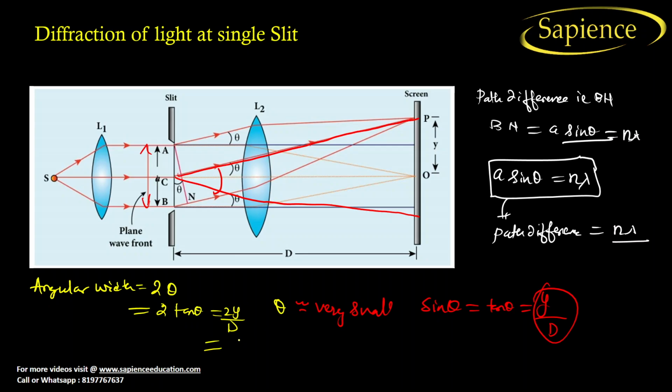And y by D, what we have considered as lambda by a. So 2 lambda by a is the angular width. Angular width is equal to 2 lambda by a. Okay, so I hope you have understood this.